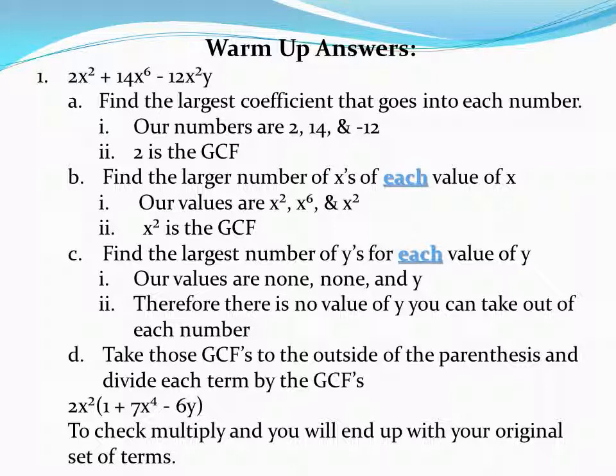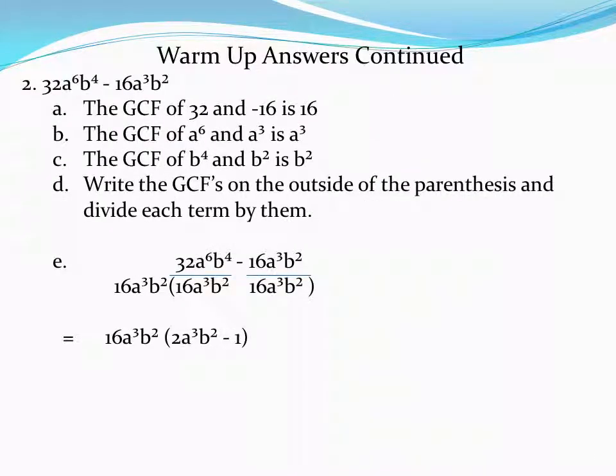If you want to check your answers, just multiply the term outside the parentheses by every term inside. The next one is 32 a to the 6th b to the 4th minus 16 a to the 3rd b to the 2nd. Once again, you break down every single term, starting with your coefficient, to find the greatest common factor. So for 32 and negative 16 it is 16.